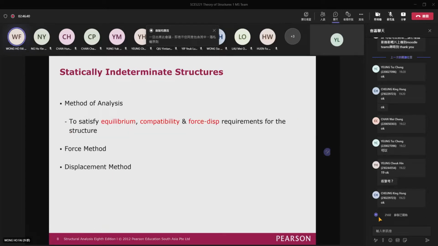However, we don't have enough equations to solve for all the answers. Then we need some new method to solve for the support reactions, because we just have 3 equilibrium equations, which is not enough. So besides the equilibrium equations, we need one more. We call it the compatibility equation. It depends on the displacement requirement of the structure.